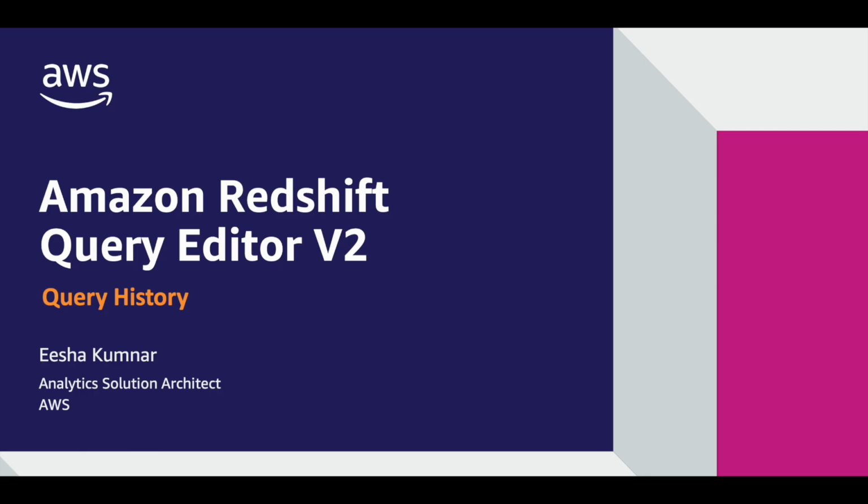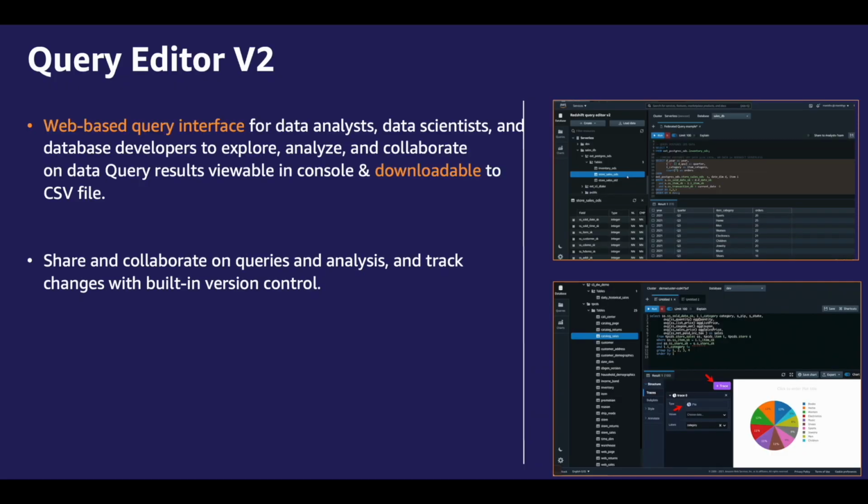Today we will be discussing a new feature of Query Editor version 2. The Query Editor version 2 is a web-based SQL client application. You can use it to author and run queries on Amazon Redshift. You can visualize your results in charts and collaborate with your team.